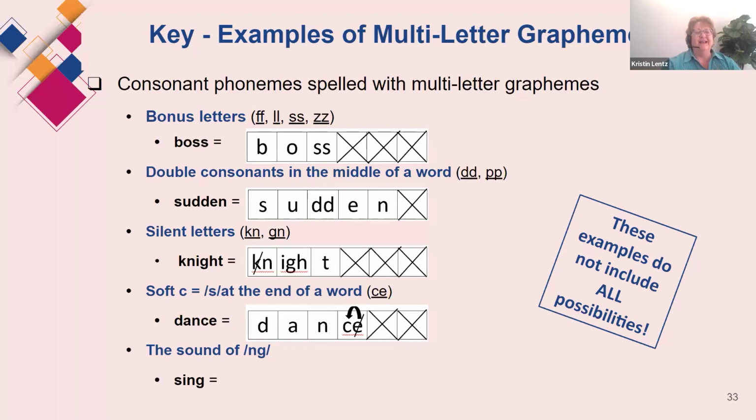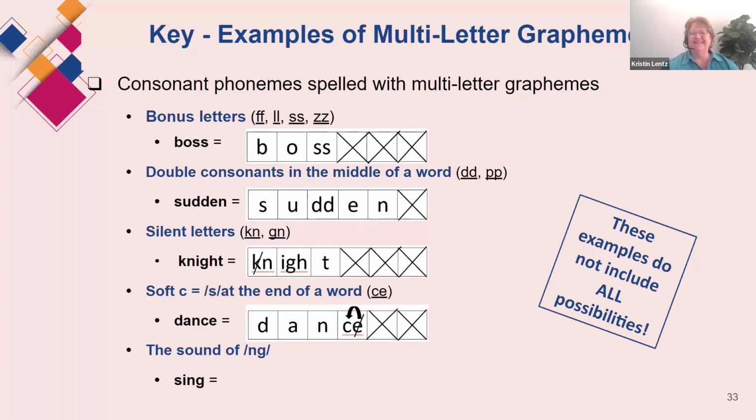We say the N sound kind of up in our nasal passages. So "an," and that slightly alters the sound of that short A. So that's why they teach them as glued or chunked sounds, because of that nasalization of the vowel.